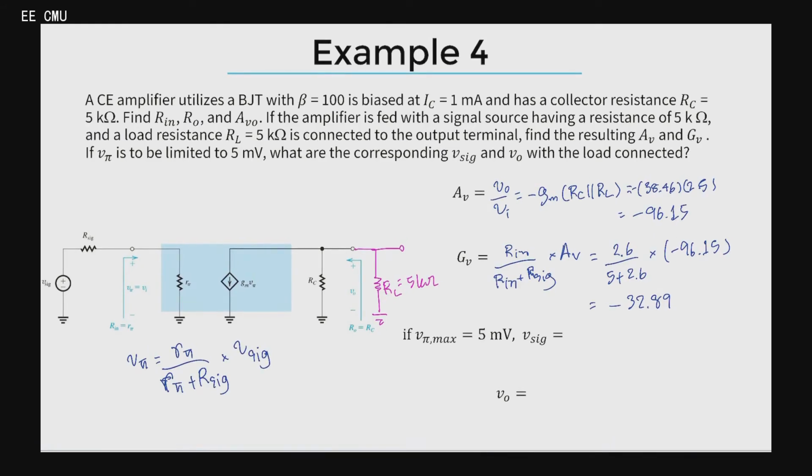Therefore, let's take a moment to determine the value of the V signal. Well, it's essentially VPI multiplied by the sum of RPI plus R signal, all of which is then divided by RPI. So if we calculate that out, what does that come out to in the end? If we take 7.6 and divide it by 2.6, and then multiply that result by VPI, the final calculation comes out to exactly 14.62 millivolts.